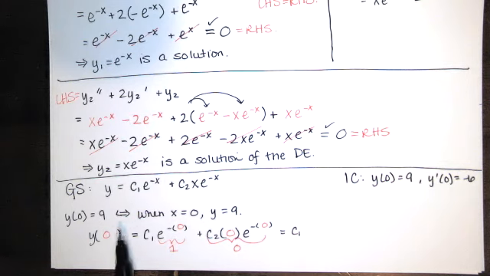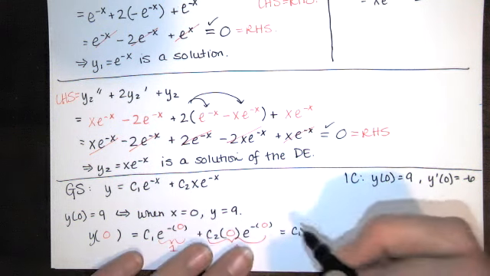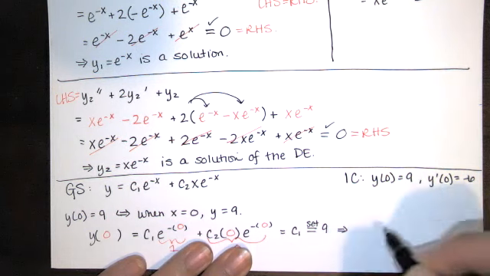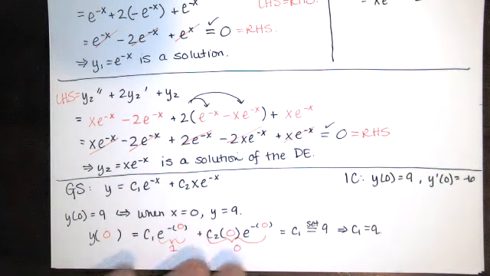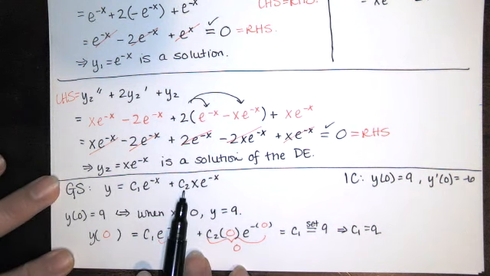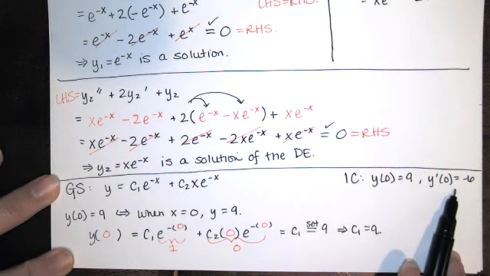And now we're saying we want y to equal 9 when x equals 0. So we're going to set this result equal to 9, which clearly tells us that C1 equals 9. That's nice. We got C1. Now to find C2, we're going to have to use the second initial condition.